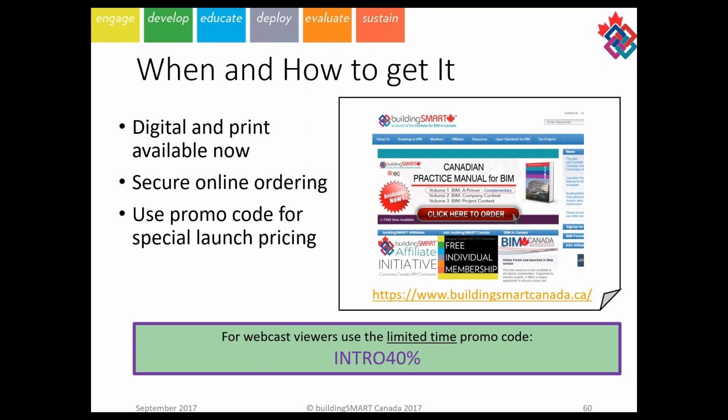So how do you get it? As of today, both the digital and the print editions are available. If you go to www.buildingsmartcanada.ca, you will find the order button right there. There is secure online ordering for both print and digital, so you'll be able to figure out what you want and buy it online.